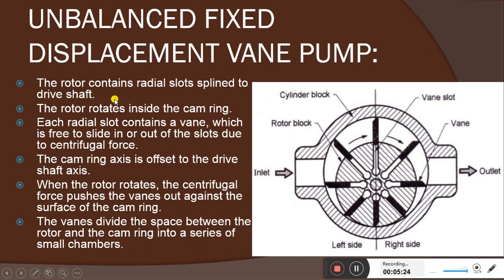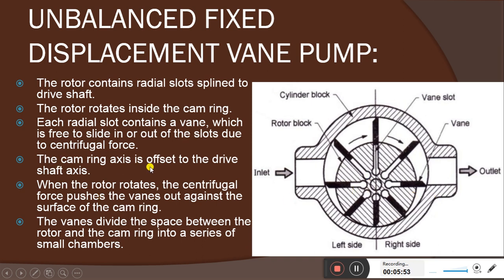You can see here the rotor contains radial slots splined to the drive shaft. The rotor rotates inside the cam ring. Each radial slot contains a vane which is free to slide in or out of the slot due to centrifugal force. Due to centrifugal force, it is going to move in or out.